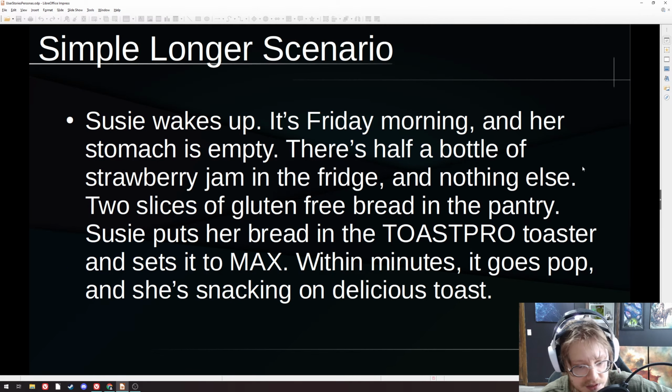A simple longer scenario, so this would be like a long user story. Susie wakes up, it's Friday morning and her stomach is empty. There's half a bottle of strawberry jam in the fridge, but nothing else. Two slices of gluten-free bread in the pantry. Susie puts her bread in the Toast Pro toaster and sets it to max. Within minutes, it goes pop, and she's snacking on delicious toast. So we've set up the scenario, we've set up her frustration, we've set up the environment and her limitations and everything, and we've set up how the product solves her frustrations, all in one nice little compact story.